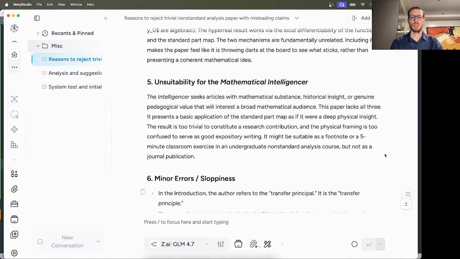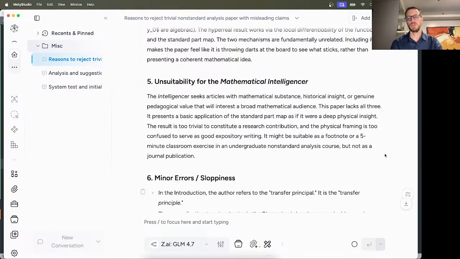Yeah. You know, this language here really reflects a funny sort of quirk about academia, which is that saying it could be suitable as a 5-minute classroom exercise in an undergrad non-standard analysis course is said as if it's something very trivial. But the fact is there's quite a lot of very, very advanced papers which would not be so suitable. Being so suitable is a plus, not a minus, or at least ought to be viewed that way.